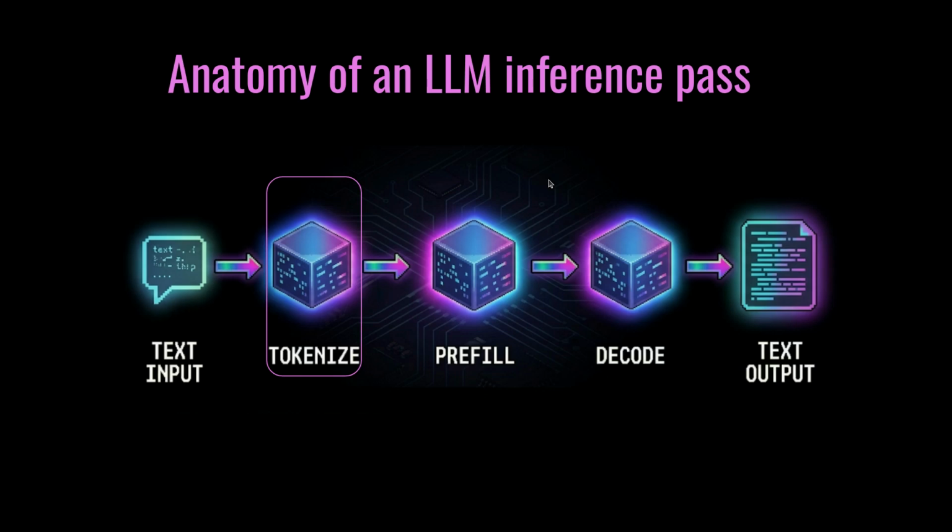We have already looked at the anatomy of an LLM inference pass. So we know that the user's text input is first tokenized and then it goes through two phases, prefill and decode, before the text output is returned to the user. Today's video starts a deep dive on each of these high-level chunks that we revealed by peeling the first layer of the LLM onion, and that's tokenization. So let's get into it.